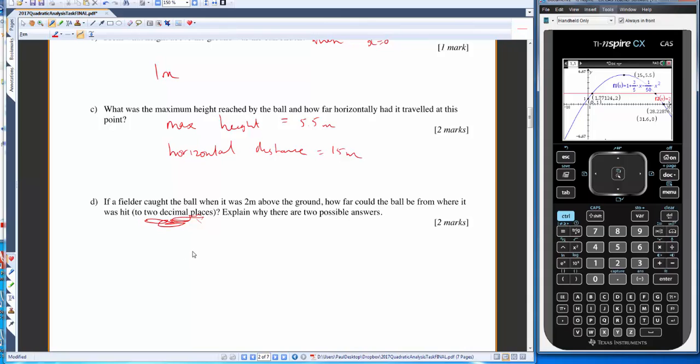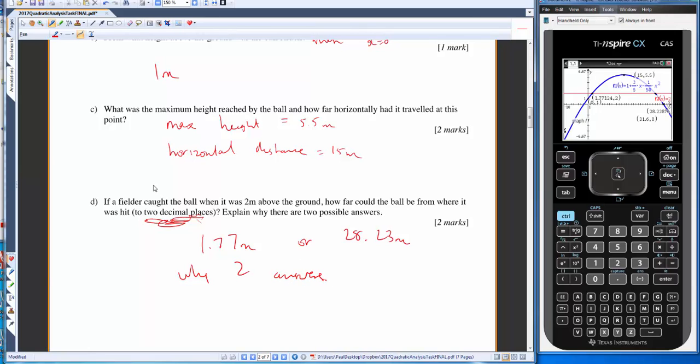So our answer to this was, if a fielder caught the ball when it was 2 meters above the ground, how far could the ball be from where it was hit? So it's these x values here. So it could have been 1.77 meters, or it could be 28.23 meters. Now, why 2 answers?